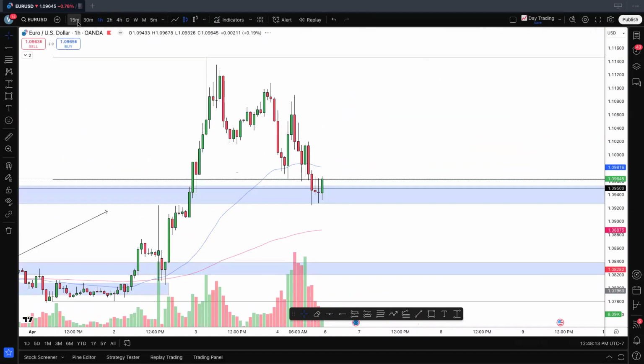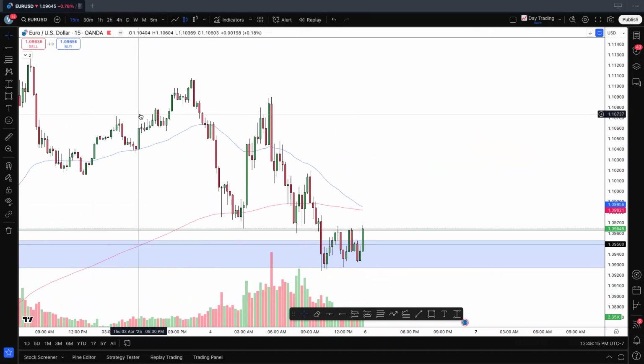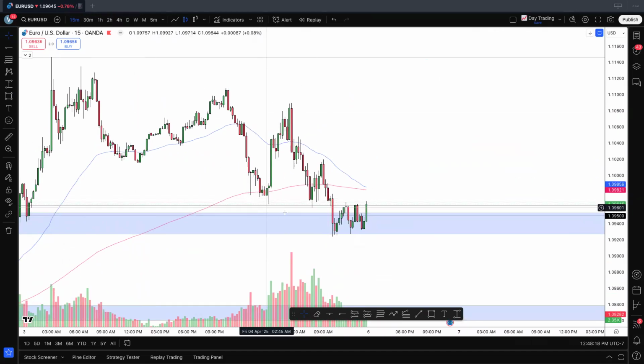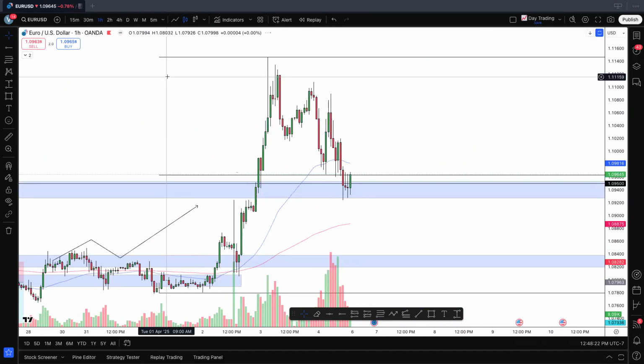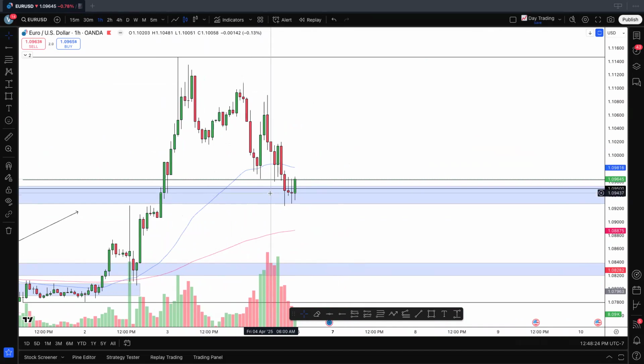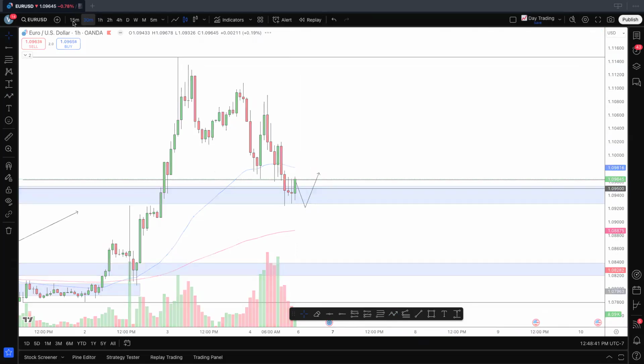So I'm honestly just going to be looking for a pretty clean break and retest of this 15-minute structure right here. If we go down to 1 hour, what I would honestly prefer is price to make another low, close under these highs, under these lows, and then price to close above this high. So it's going to look something like this on the 1 hour. That would make this trade even more perfect.